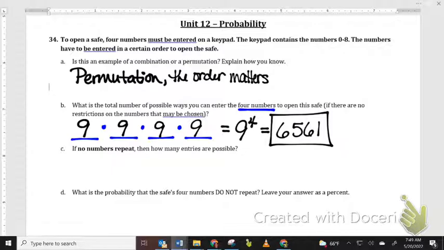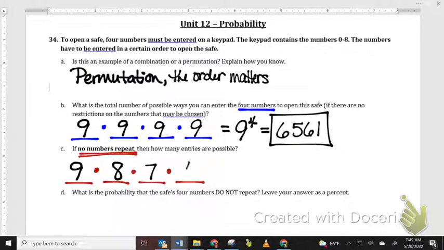If no numbers are allowed to repeat in the code, now I've got to think through this slightly differently. I'm still going to multiply the number of choices I have together. How many options do we have for the first number? 9. Then 8. Then 7. Then 6. We can't go down further than that.